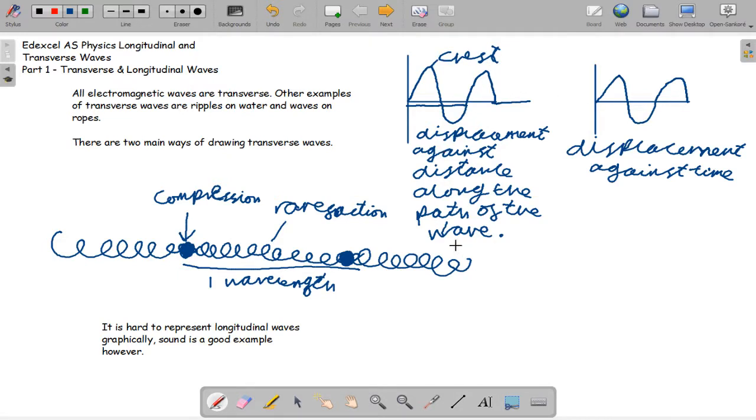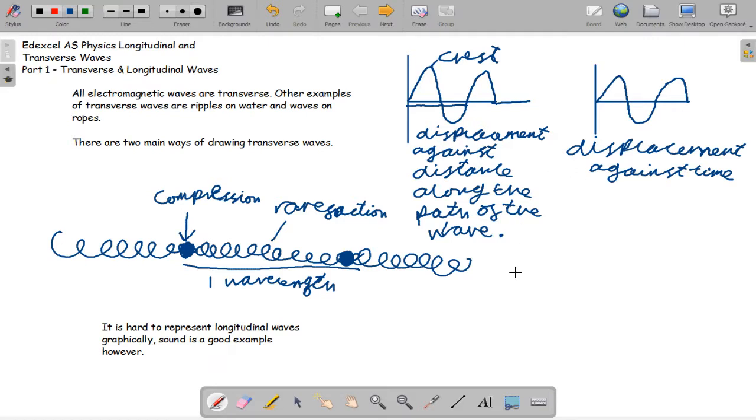And there is another way you can show it: displacement against time for a point where the wave passes, just like that. So this is along the path of the wave, and this is the distance against time.